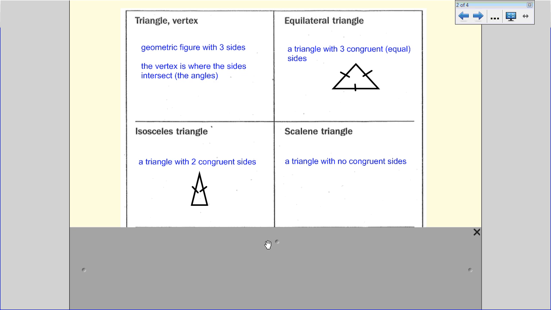We then have isosceles triangle and scalene triangle. Isosceles is a triangle with 2 congruent sides, so we see 2 sides marked as being congruent. And then the scalene triangle is a triangle with no congruent sides. So I didn't draw a diagram because there's nothing that's marked on there. They're either going to mark the sides as congruent, or they will label them with measurements that you need to recognize as being the same, being equal. But for scalene, none of the sides will be the same measurement. Nothing will be marked with congruency.